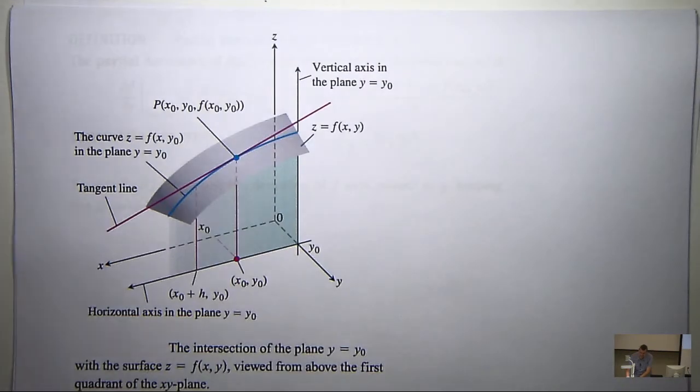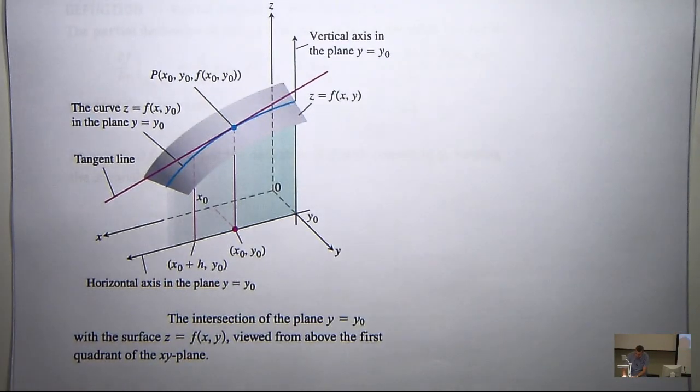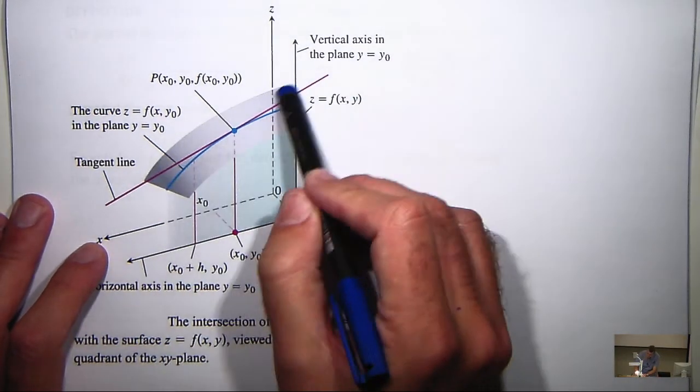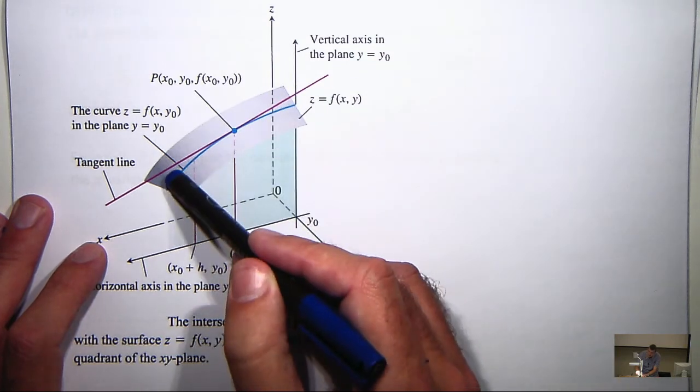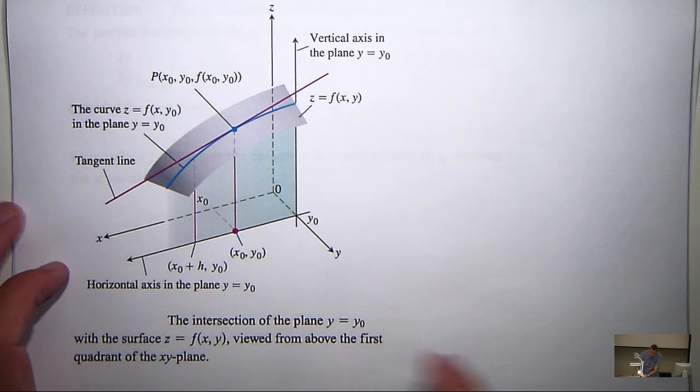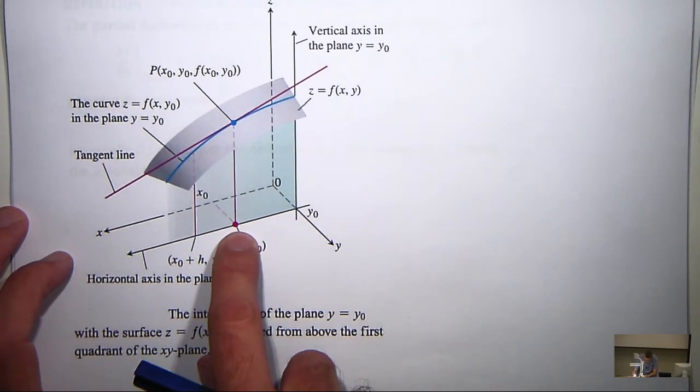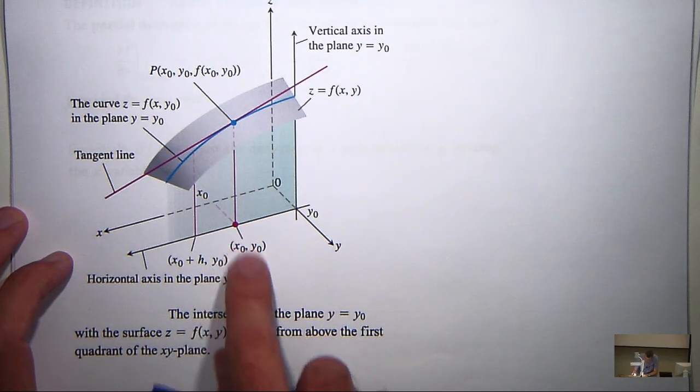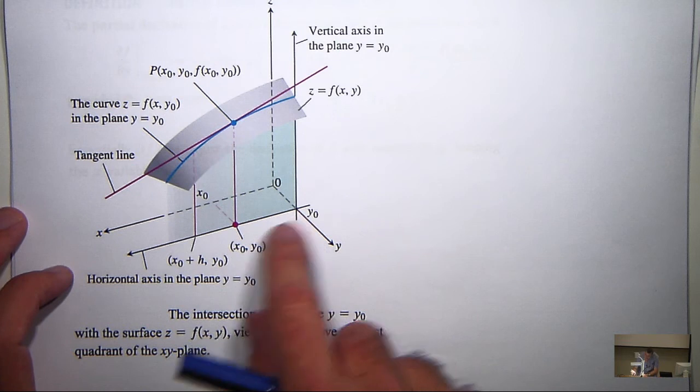Let me give you a geometric interpretation. At school, you learn that the derivative is the slope of a tangent line. This more general derivative is the same, but there's a little twist. Yes, it's the slope of a tangent line, but this red line is a tangent line to a surface that lies in the plane y equals y naught. You can see here we've got a point, and we want to calculate the derivative of f at this point.